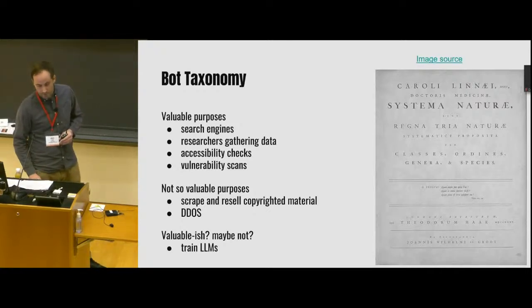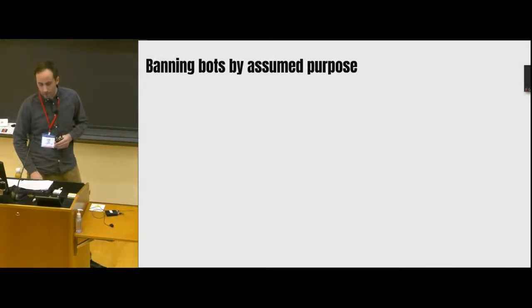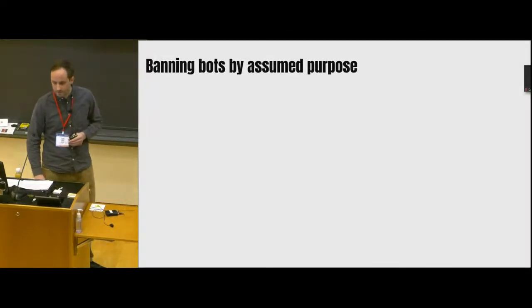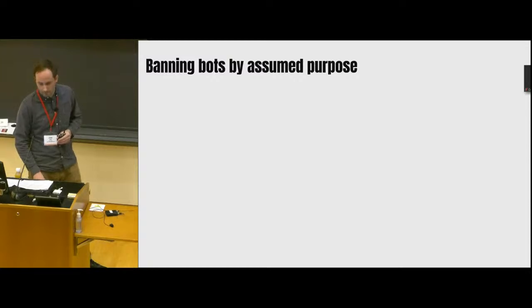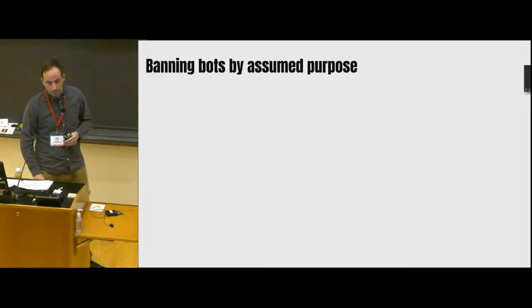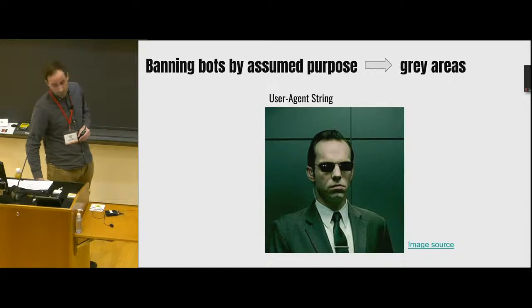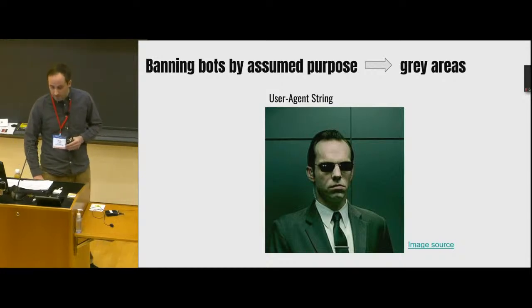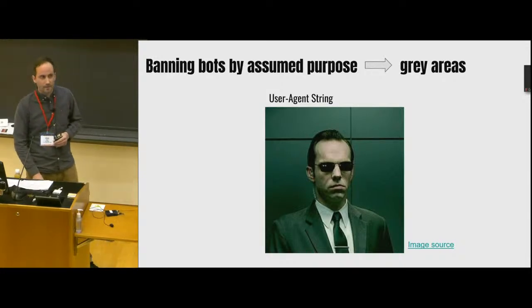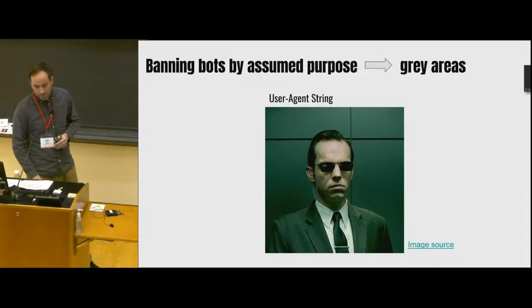So banning bots based on assumed purpose faces an immediate problem, though. How can you tell what purpose a bot is serving when they are crawling your site? Not all bots are created equally, which can lead to gray areas in determining purpose. So bots are expected to identify themselves via a user agent string. This is closer to a social norm than it is to an internet standard. Here we have Agent Smith as a metaphorical user agent to illustrate our points.